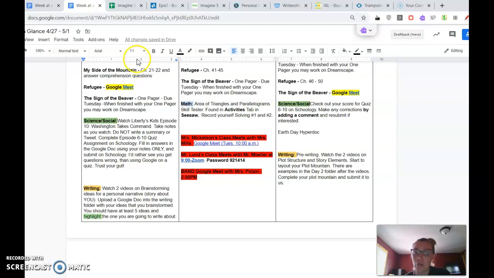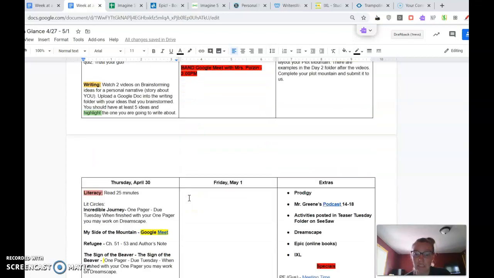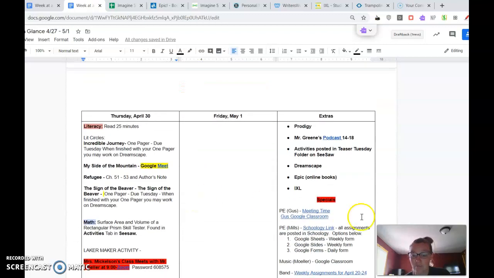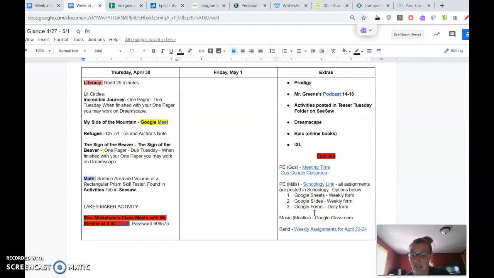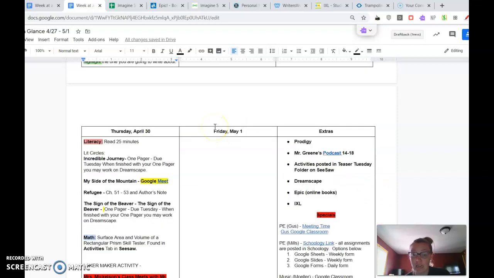Also, please make sure you are working on your specials things. They're always highlighted in red with the different links, as well as down here has what you need for your different items.